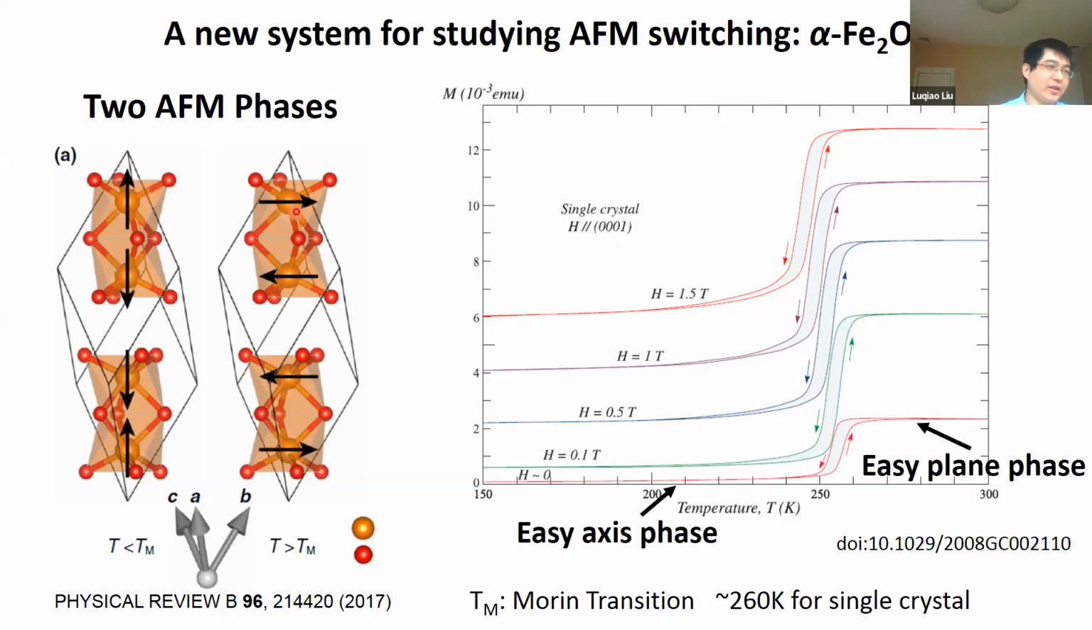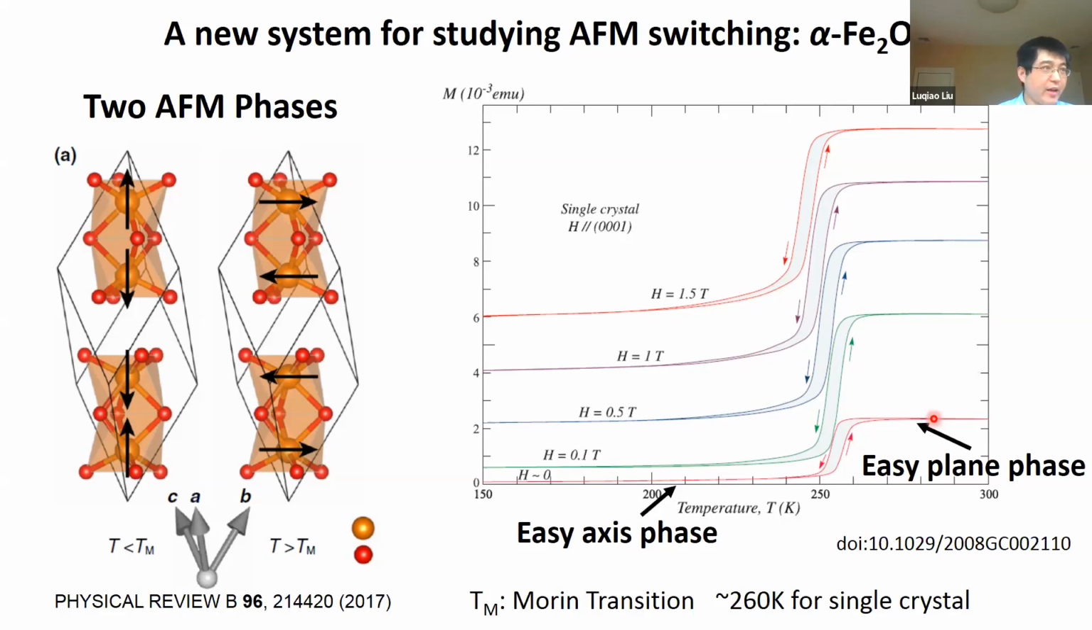And then there is also this easy plane phase, where the magnetic moment in equilibrium lies in the c-plane of the hexagonal structure. In order to toggle between those two phases, the easiest way is to change the temperature. It's known that there is a transition temperature, known as the Morin transition, at about 260 Kelvin for a bulk sample. Below this transition temperature, you get the easy axis phase, and above this transition temperature, you get the easy plane phase.